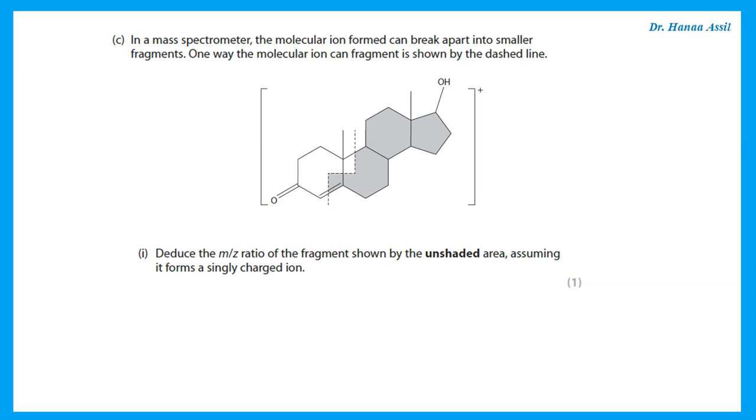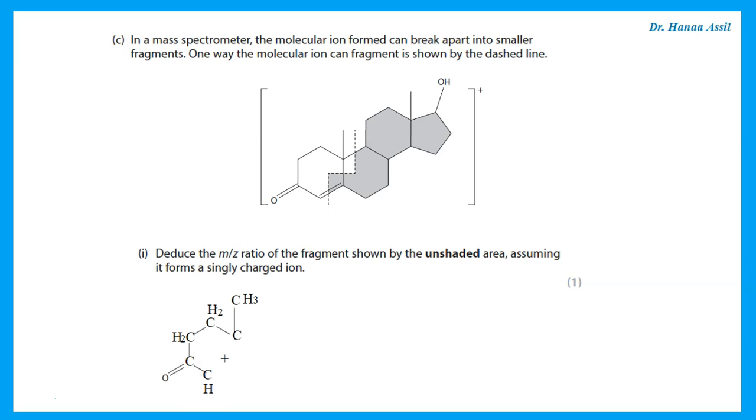In a mass spectrometer, the molecular ion formed can break apart into smaller fragments. One way the molecular ion can fragment is shown by the dashed line. So deduce the M over Z, the ratio of the fragment shown by the unshaded area, assuming it forms a singly charged ion. So we're going to take that part that has been broken off from the original molecule and decide what is the M over Z with one singly charged ion.